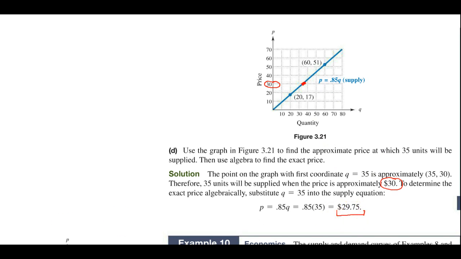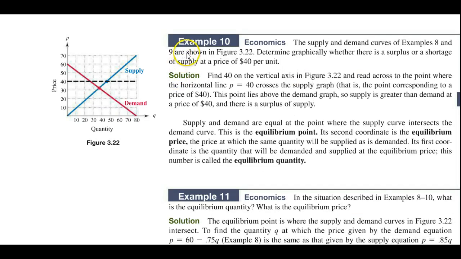Now, you probably anticipated that they were going to put both of these graphs on the same quadrant, and that's what we see here. This is demand, and this is supply. And they're asking us whether there is a surplus or a shortage of supply at a price of $40 per unit.